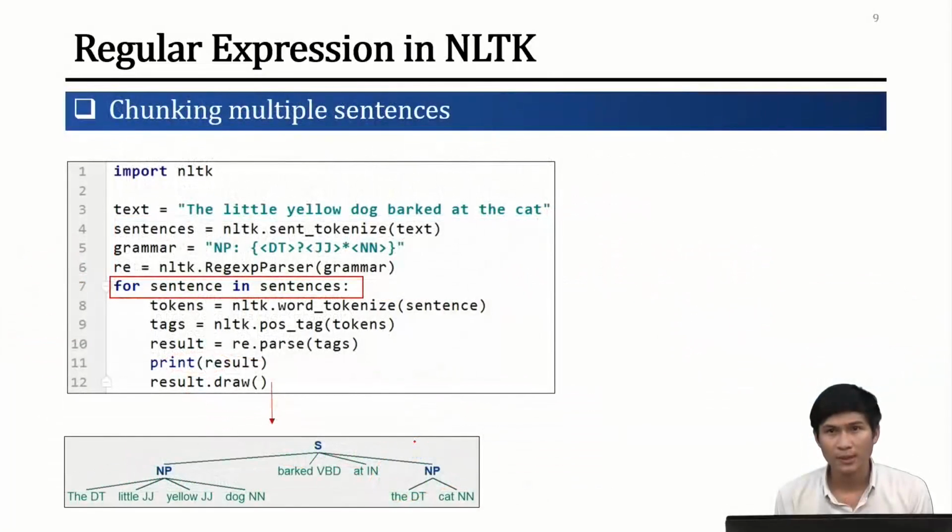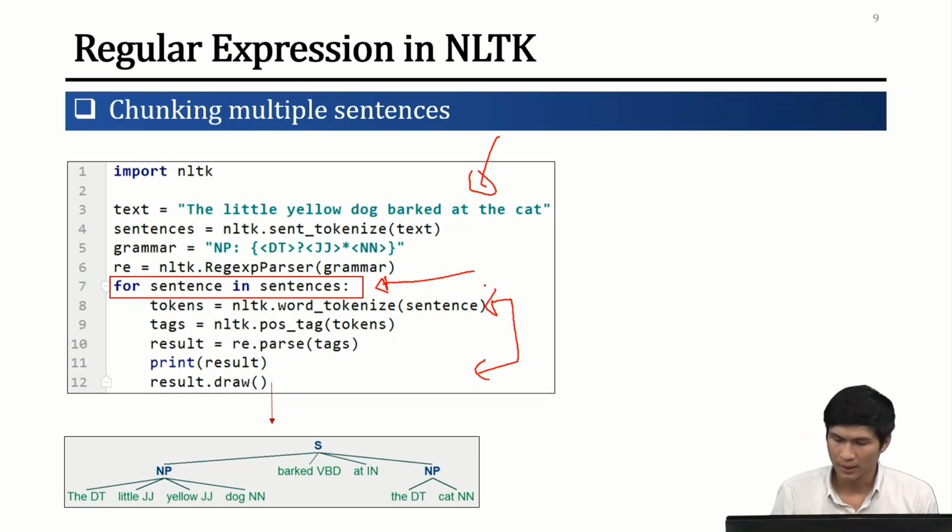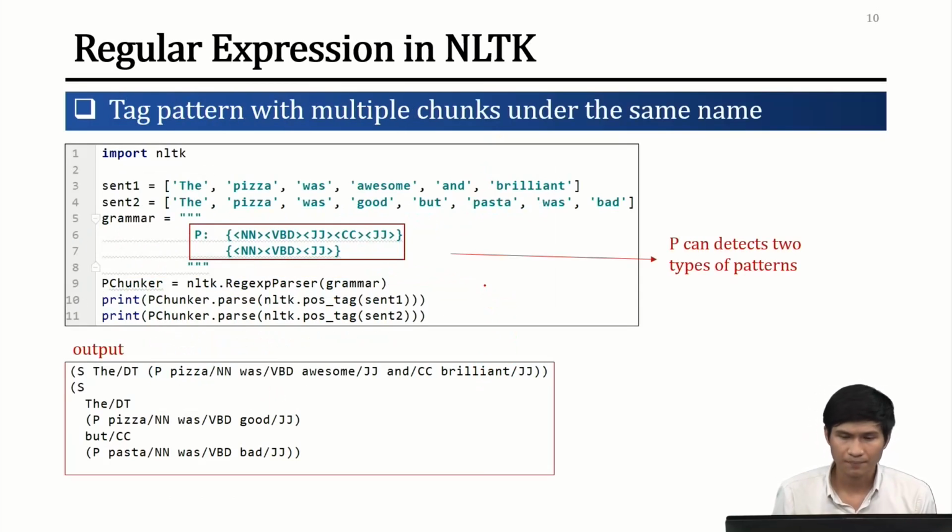Okay, now we will take a look at how we can chunk multiple sentences. A text can consist of many sentences, right? So from here, we can use a loop so that we can go to each sentence. This is just similar to the other way, right? We just need to put them into a loop, and it will give us the same result.